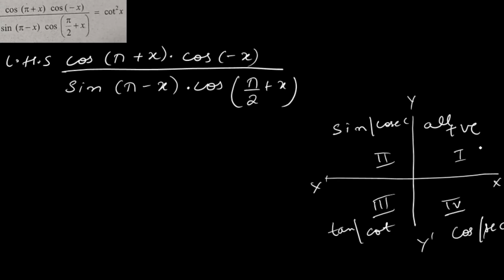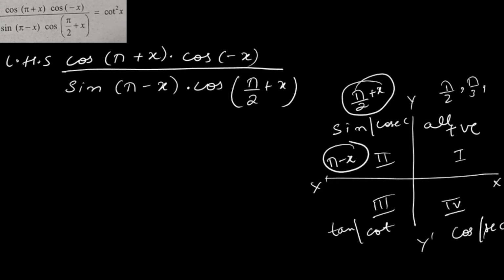Also, when we write an angle in the first quadrant, it's either all acute angles like pi by 2, pi by 3, pi by 4 like this. In the second quadrant, the angles can be pi by 2 plus x. Pi by 2 means 90 plus x, and pi minus x is 180 minus x. So these two ways are there to express the angle in the second quadrant: either 90 plus x or 180 minus x.